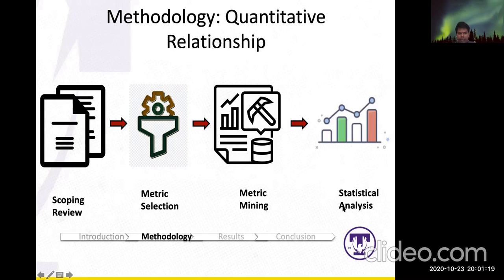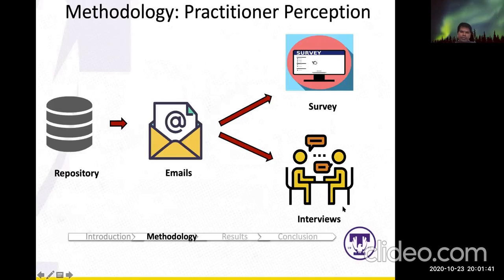So after doing the scoping review and selecting the metrics, once we came up with a set of metrics that we mined systematically from open source repositories, and then from the metric mining and from our data set, we conducted a statistical analysis to identify the relationships between the set of development activity metrics and defective IaC scripts.